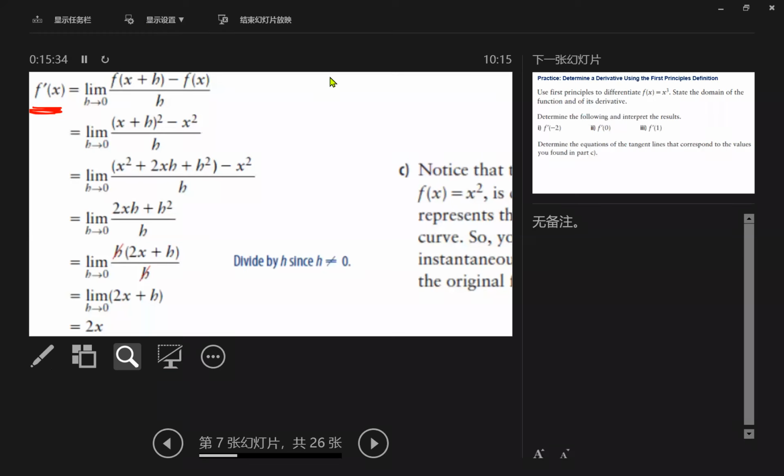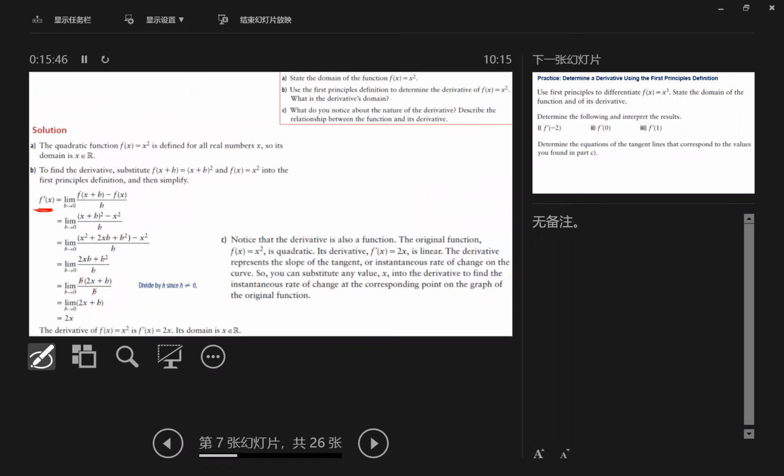Okay, let's repeat the whole process. First of all, let's have a look at the solution here. The domain of this function is obvious, which is the whole real number set. Second, in order to find this derivative, we should use the first principles definition, right?